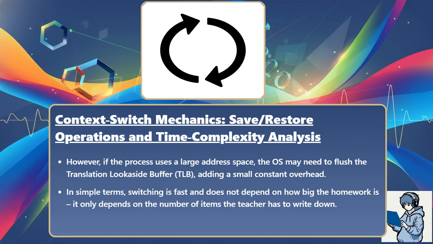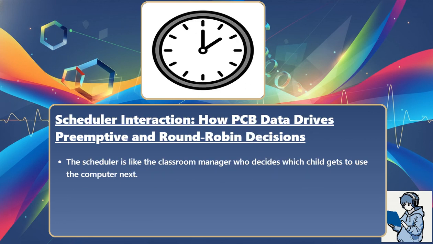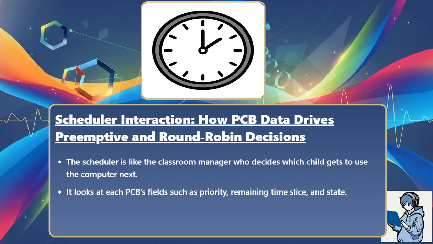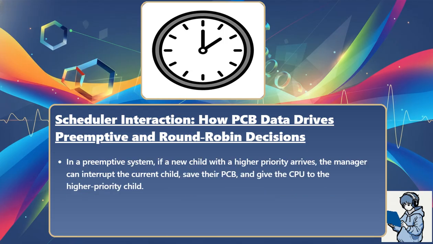It only depends on the number of items the teacher has to write down. The scheduler is like the classroom manager, who decides which child gets to use the computer next. It looks at each PCB field such as priority, remaining time, slice, and state. In a preemptive system, if a new child with a higher priority arrives, the manager can interrupt the current child, save its PCB, and give the CPU to the higher priority child.